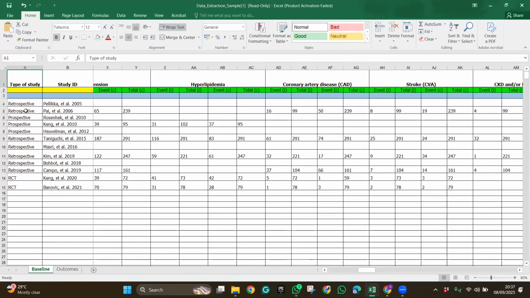For example, this study, Pelika et al. 2005, is retrospective. Similarly, these last two studies are randomized controlled trials. So in the first column, you have to specify the type of study. Then the second column is for the study ID. The study ID is the name of the study which you will be using in your extraction, in your analysis, and in your manuscript. You will be naming your study.